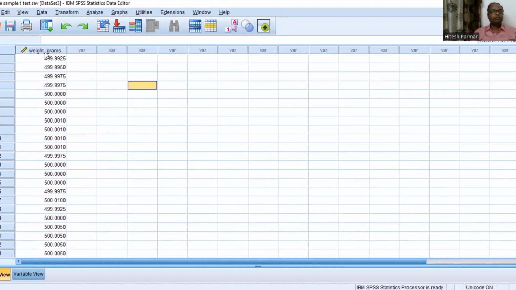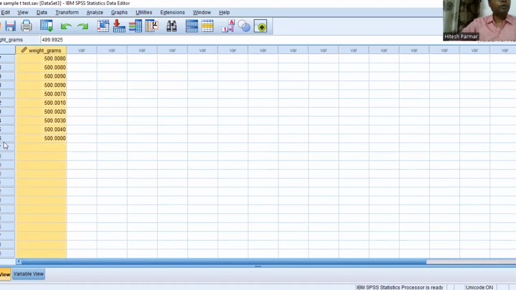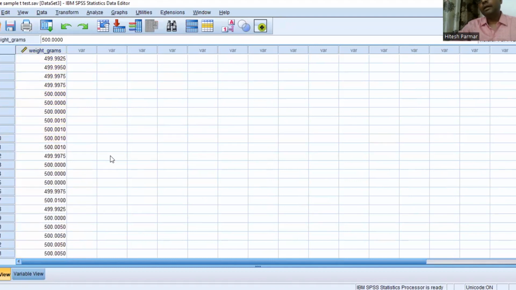Let me open the file first of all, one sample t-test. This is the variable of interest, weight underscore gram. There is a standard product whose weight is 500 gram. So the benchmarking value is 500 gram. And we collected some samples, 46. Our interest is whether the sample mean is significantly different from 500 or not. That is our interest.